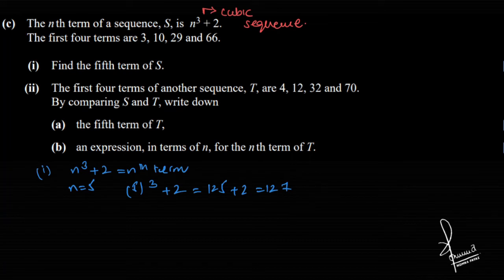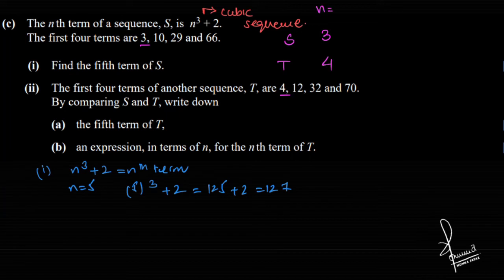The second part says the first 4 terms of another sequence T are 4, 12, 32 and 70. By comparing S and T, write down the 5th term of T. First, it says by comparing S and T, so let's try to compare S and T. The first term of T is 4 and the first term of S is 3. So 3 is S and this is T, whose first term is 4.